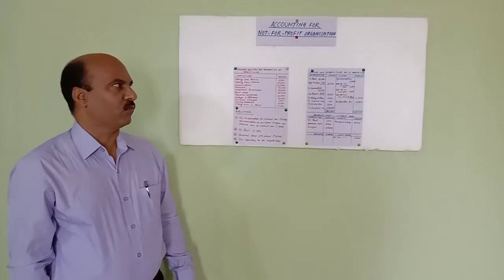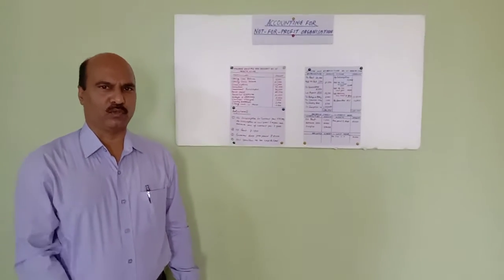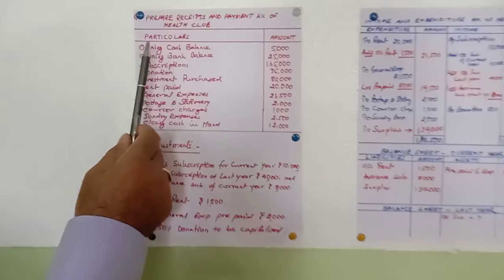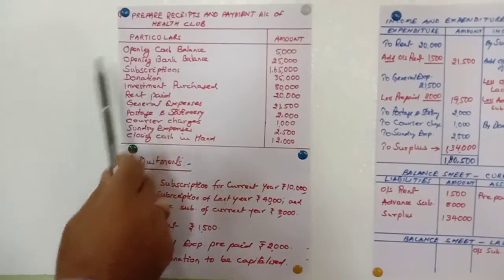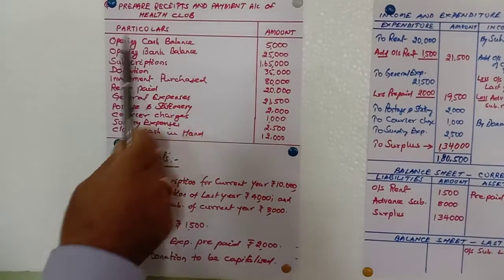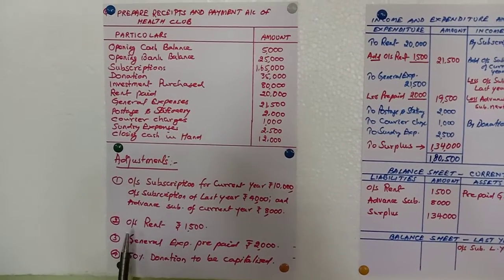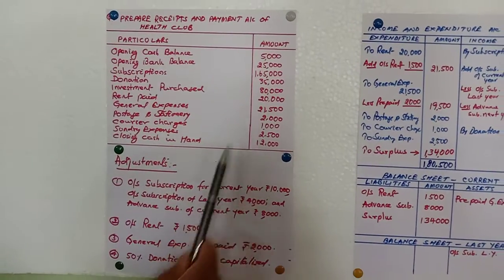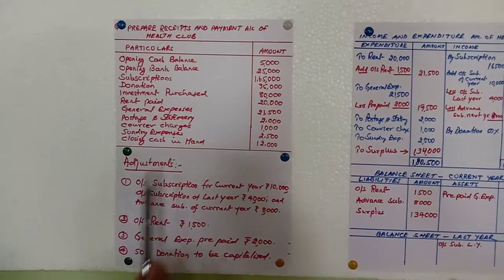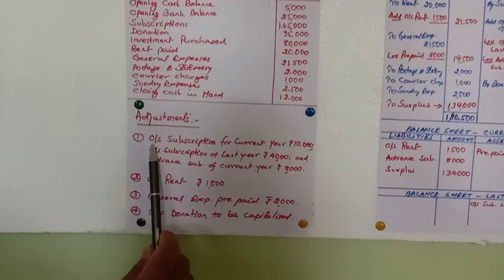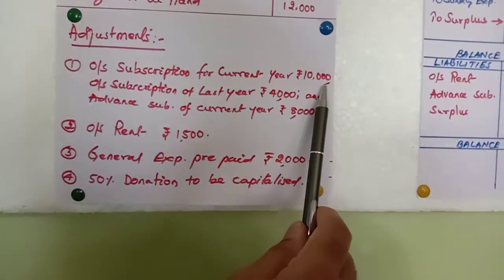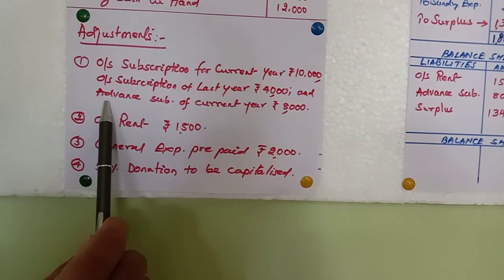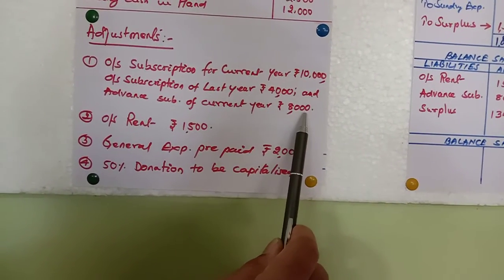So the next question for income and expenditure I am going to show you with the help of a few adjustments. Prepare income and expenditure account. This is a receipts and payments account, and out of this, with a few adjustments, we are going to prepare the income and expenditure account. I have taken the previous question and added a few adjustments here. I will only read the adjustments. Outstanding subscription for current year 10,000, outstanding subscription of last year 4,000, and advance subscription of current year 8,000.